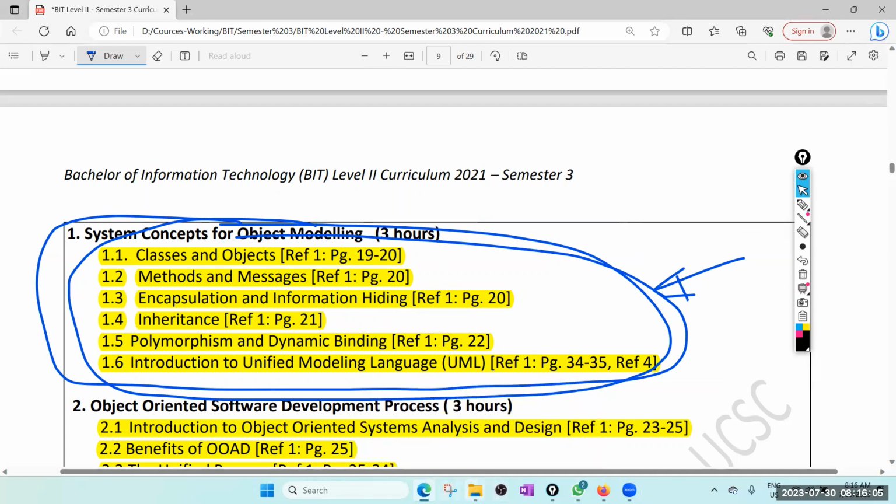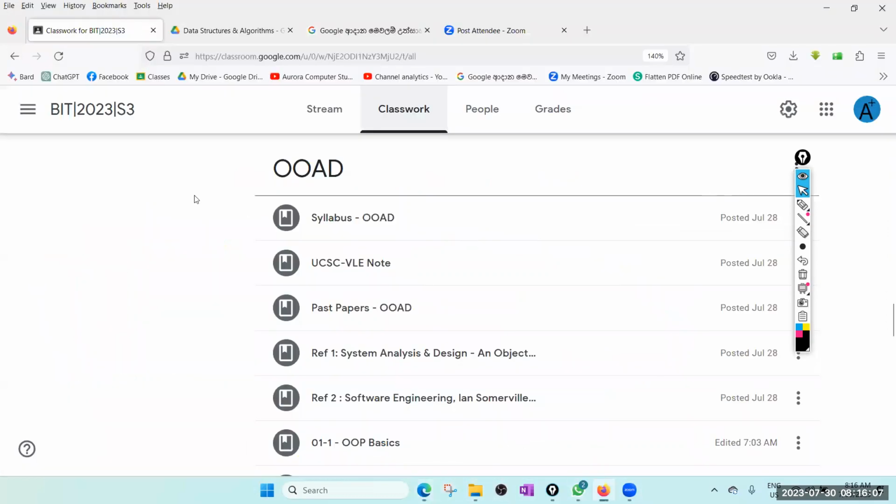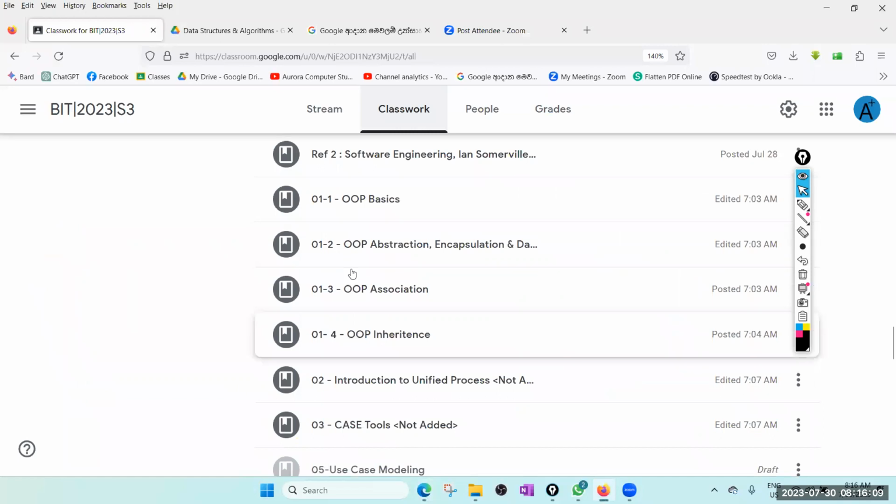The notes I'm using are basically these four notes: OO basics, OO abstraction, encapsulation and data hiding, OO association, and OO inheritance. There is one more note to add here, which I will add later, on polymorphism.